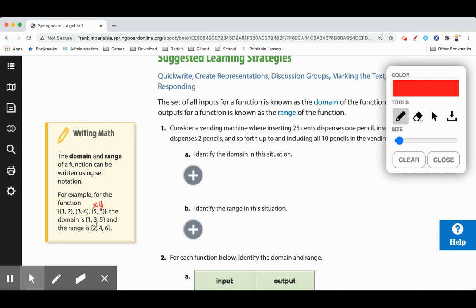And so when we say domain, we usually mean the x axis on a graph, and the range would be the y axis of the graph. And so that might help you remember a little bit domain and range. Domain is your x coordinates going left and right, horizontal on the graph. Range is the y coordinates going up and down.